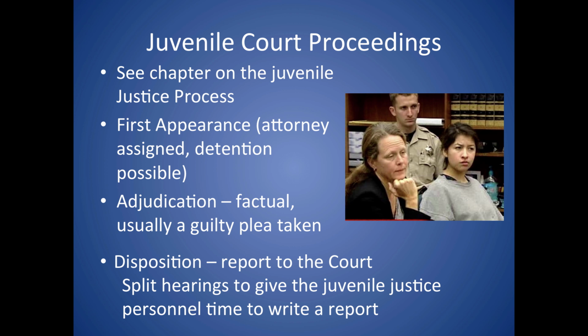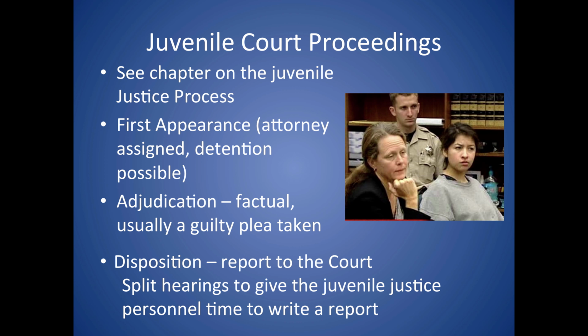We've already covered the actual process of juvenile court in the previous chapter. Just a very brief recap, though, so you have a bit of an overview of the process. The actual process can be thought of as three distinct phases. The first appearance, where the charges are announced, an attorney is made available to the child, and detention is considered.